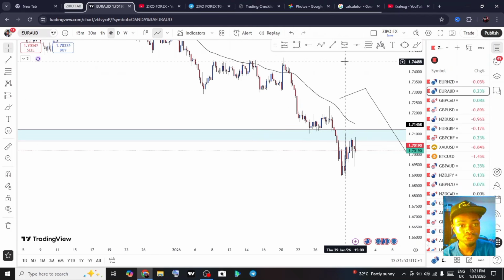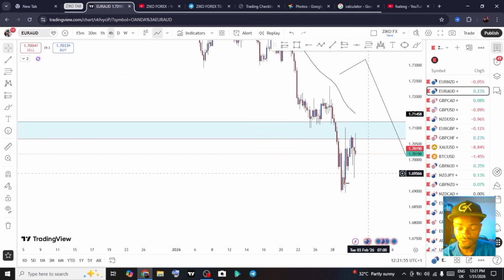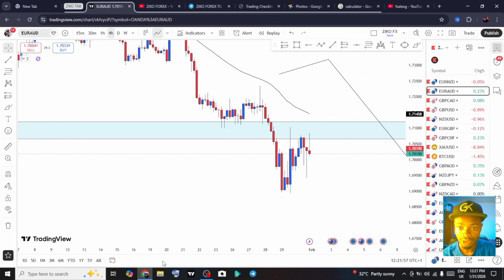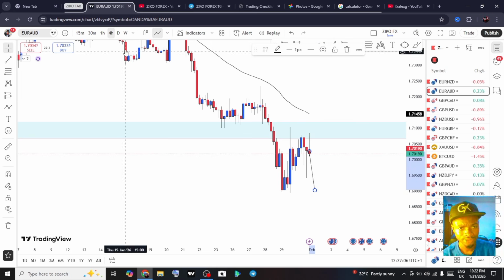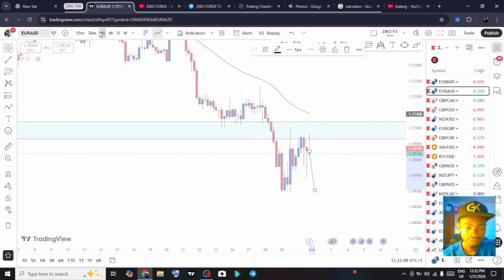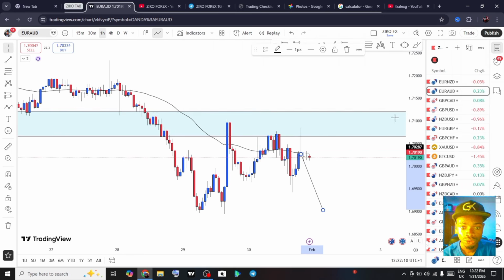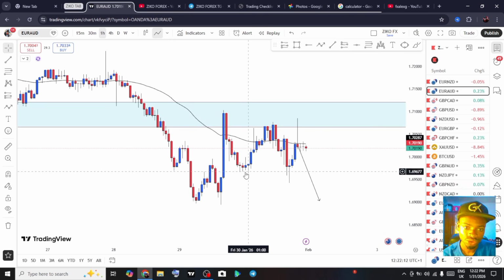4 hour time frame Euro AUD. I expect market to continue selling, right, from this area right here. I expect market to continue selling. So let's go to the 1 hour time frame. I want to see how that looks. So 1 hour time frame, the market structure is still bullish.